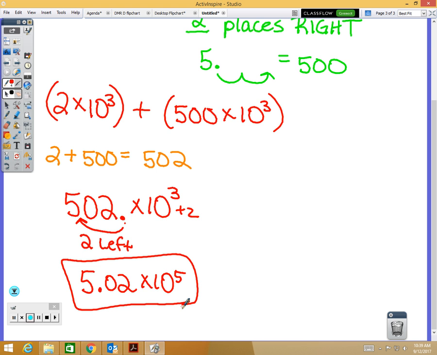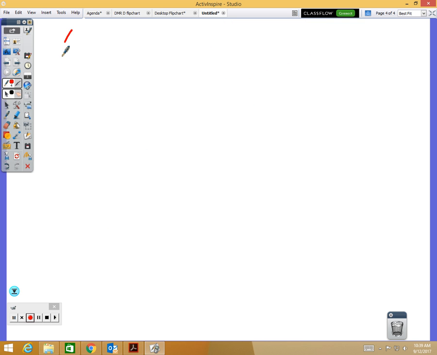All right, let's try a subtraction problem. Let's do 7 times 10 to the 8th power minus 4 times 10 to the 6th power.